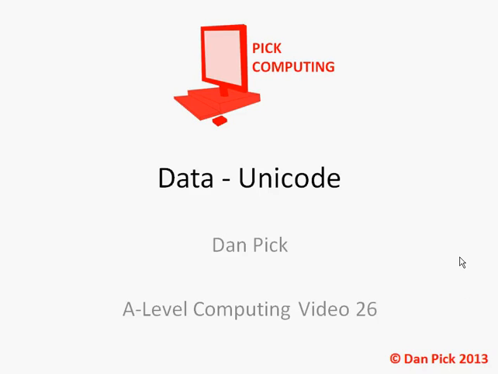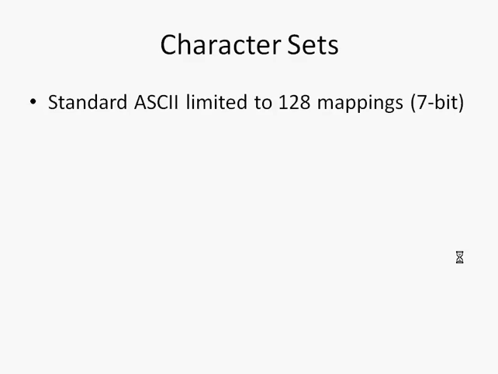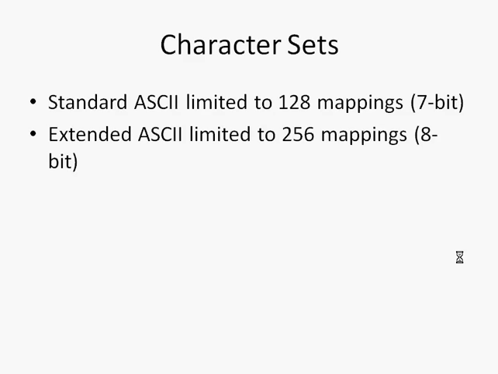In video 26 we're going to look at Unicode. Now if you've watched a previous video where we looked at the character set ASCII, you'll know that Unicode is also a character set. ASCII was limited to 128 mappings in its character set in the first version of ASCII, called standard ASCII, and that was 7 bits per character. Then came extended ASCII, which was limited to 256 mappings because it used 8 bits per character.